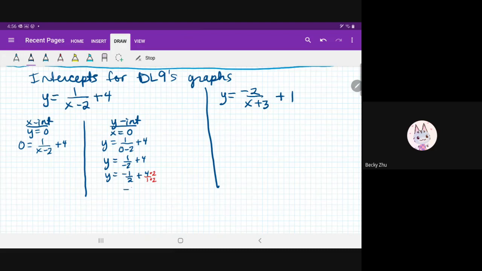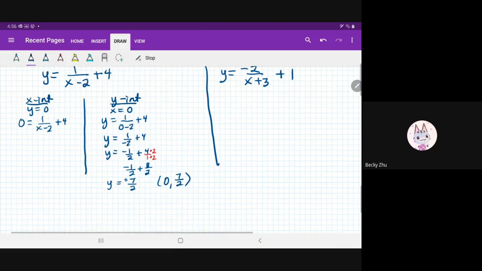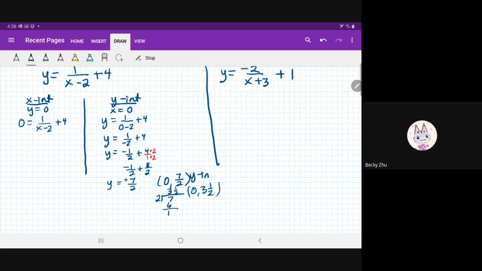It's really like using my brother. 8 over 2. And then that's 7 over 2 positive equals y. And that would be 0, 7 over 2. And if I was going to graph it, I probably would want to know where that was. So that would be 0, 3.5. And that would be the y-intercept. This would be an acceptable answer, but if you were graphing it, it'd be nice to know exactly where.